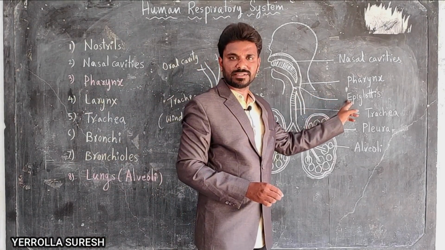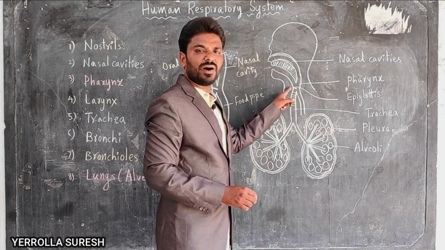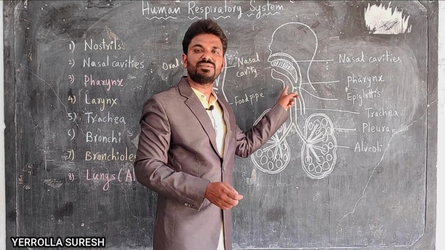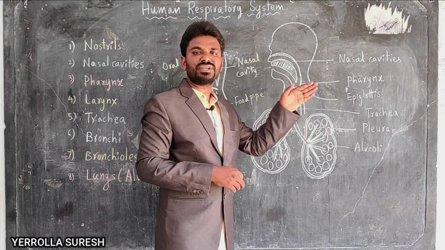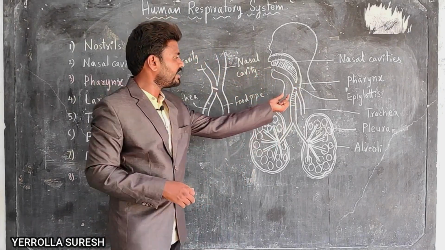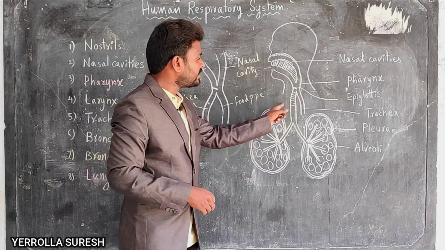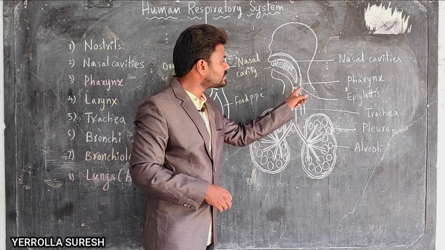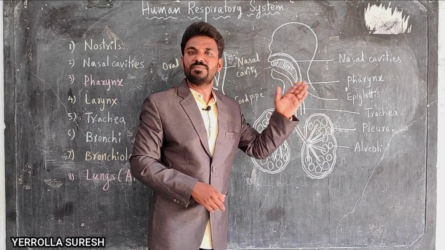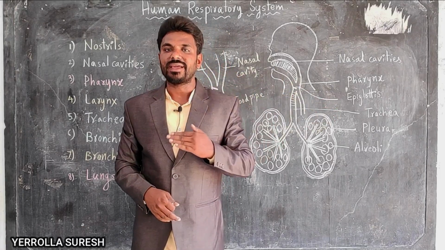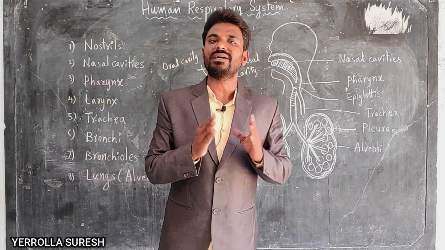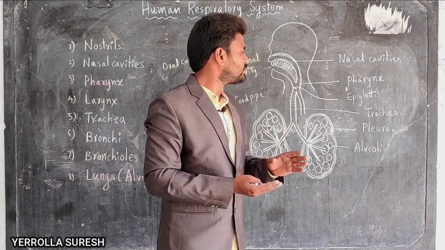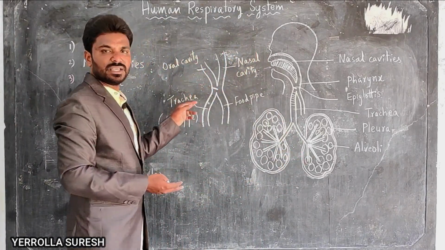This is the epiglottis. The epiglottis is a cartilaginous lid-like structure, made of cartilage, present on the top of the trachea. Here it is, the trachea or windpipe. On the windpipe there is a lid-like structure called the epiglottis. The epiglottis prevents the entry of food into the trachea, so it can protect the lungs from getting damaged. So this is the role of the epiglottis, and this is the pharynx.